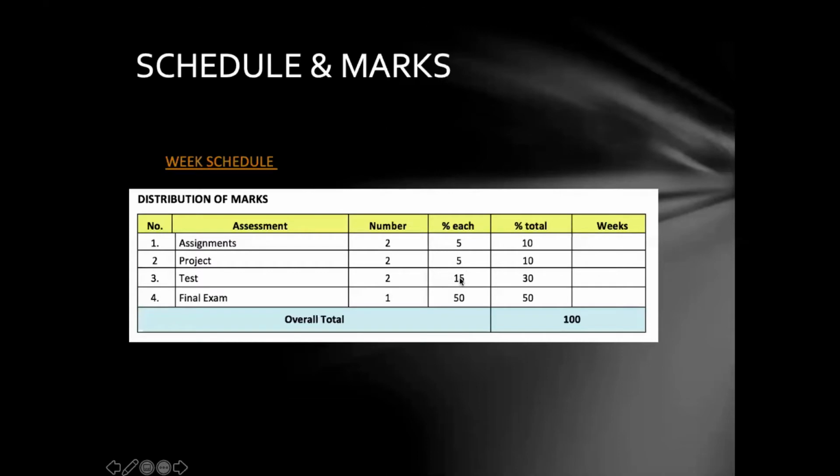So test 1, each is 15%, so 30%, final exam 50. So altogether 100. So design ni actually nak dapat markah senang. Sebabnya you ada project sini 10, assignment 10, so 20% tu senang nak dapat. Dan another 30% inilah. Tapi pun senang juga because sekarang online.